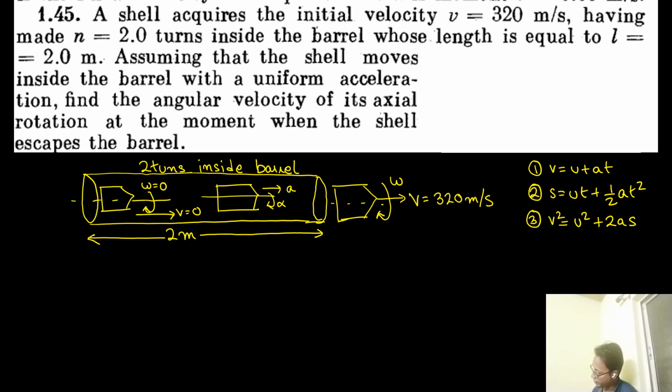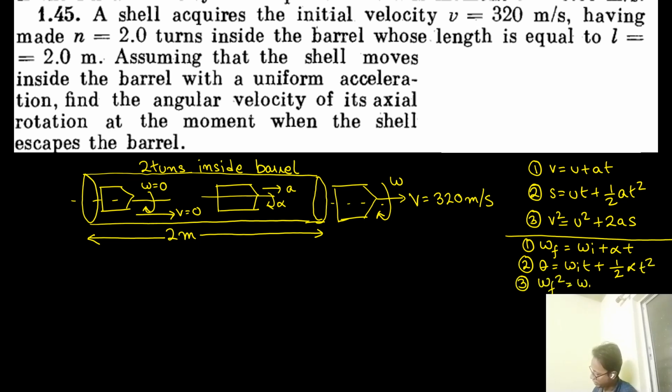And the rotational equivalents are: final angular velocity is equal to initial angular velocity plus alpha t. Theta is equal to initial angular velocity times t plus half angular acceleration t square. And the third formula is omega final square is equal to omega initial square plus 2 alpha theta. These are the formulas for constant angular acceleration and constant linear acceleration.